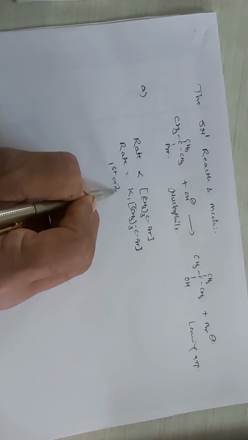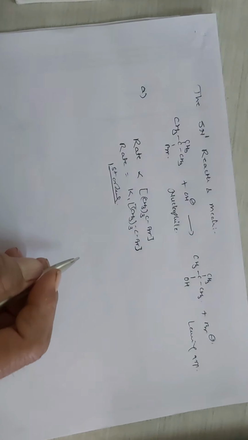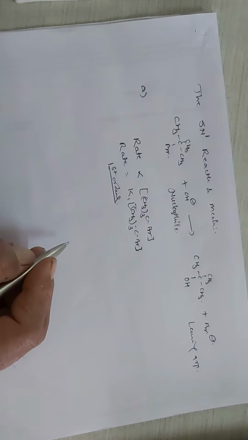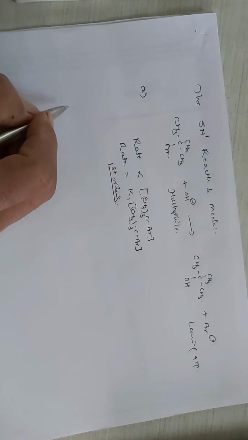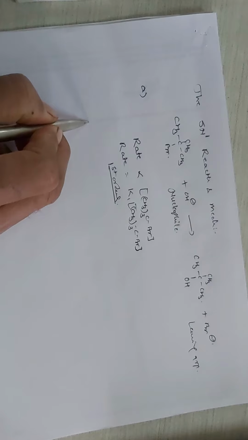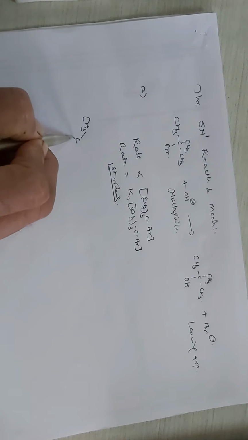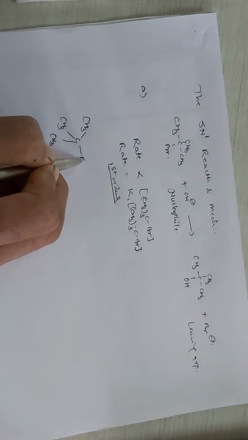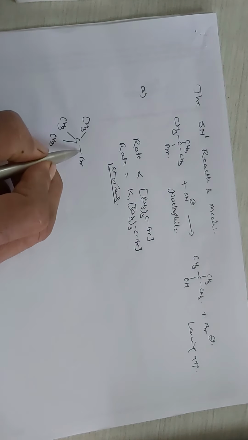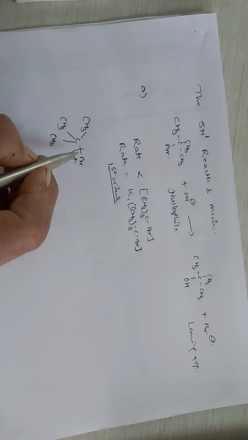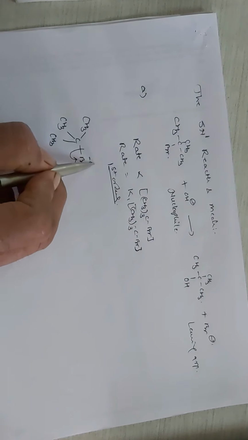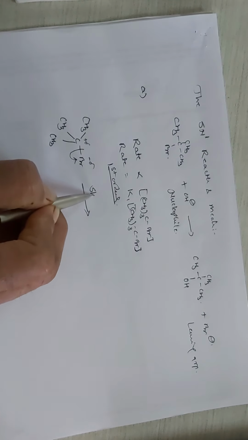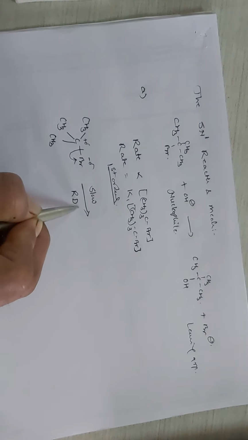And as it is a first order reaction, it proceeds in two steps. First step is the slow step, that is the tertiary butyl bromide. Here in this first step, the C-Br bond cleaves first and gives the formation of an intermediate. That is the slow step, so it is called the rate determining step.